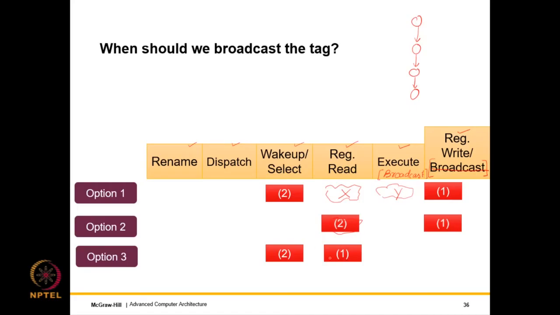When instruction 1 is in the register read stage, then in the register read stage itself we broadcast the tag. So this is clearly an early broadcast. We will discuss the implications of an early broadcast. But if we are able to do it, and instruction 2 catches the broadcast in this cycle itself, when we broadcast in the same cycle it catches it, then it can wake up and select.